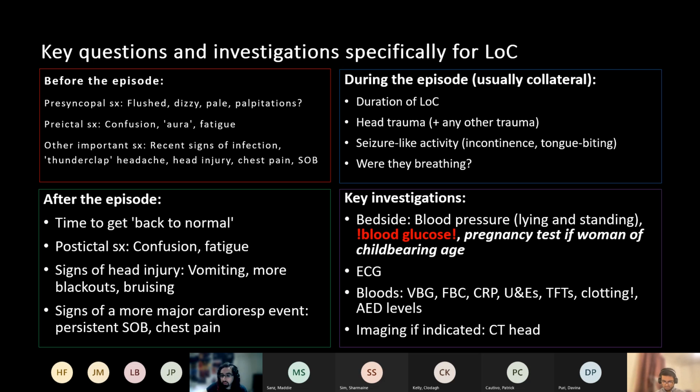What are our worst case scenarios? If somebody had chest pain, shortness of breath, and then just blacked out. Yep. So ACS, so STEMI. And what's the other thing? Shortness of breath and chest pain. Yep. PE. Never miss a PE. Don't ever miss a PE. And PEs can present really non-specifically.